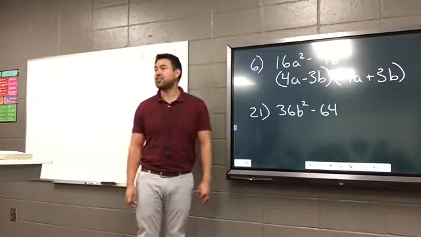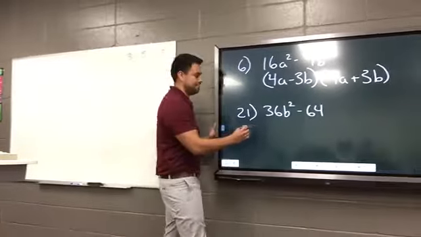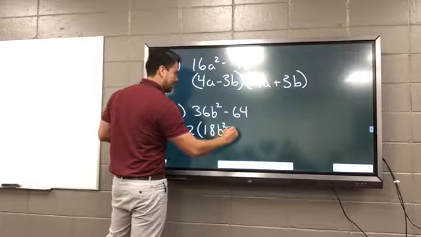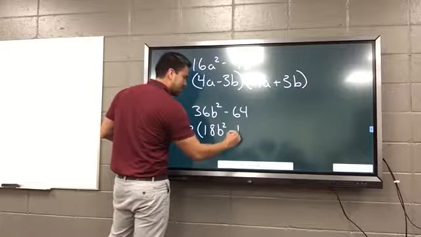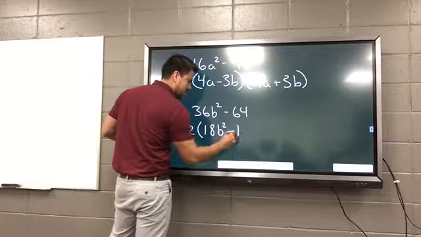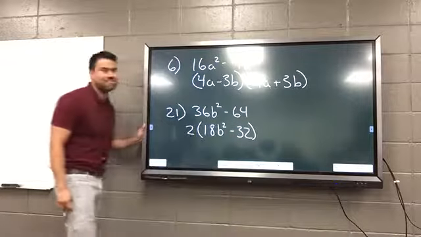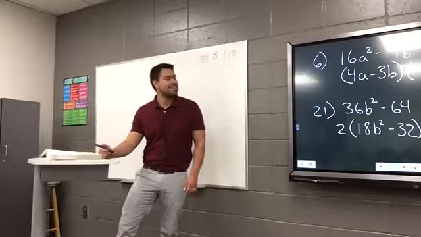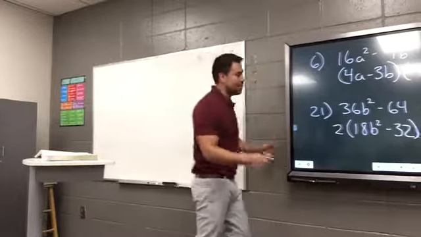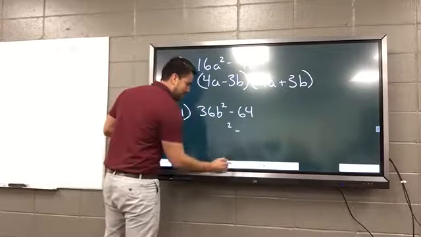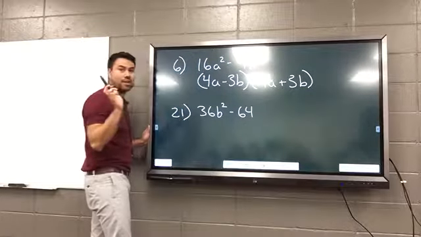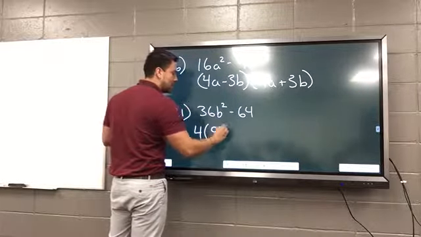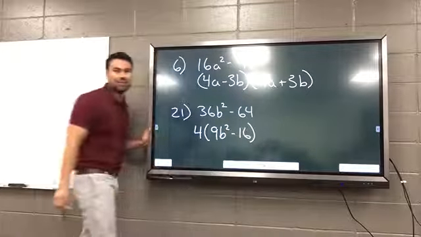Wait, hold on. Is there a GCF? It's not completely factored. Wait a minute. What's the GCF of those two? 4 is the GCF. 4 comes out. You're left with 9b squared minus 16. Oops.